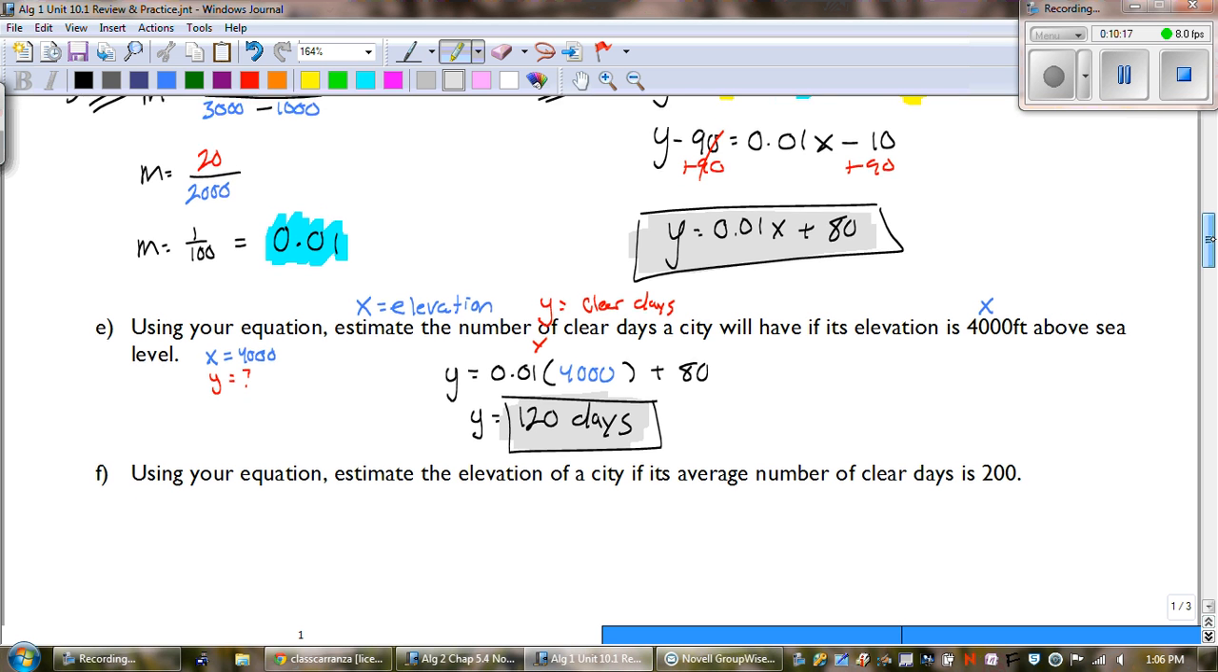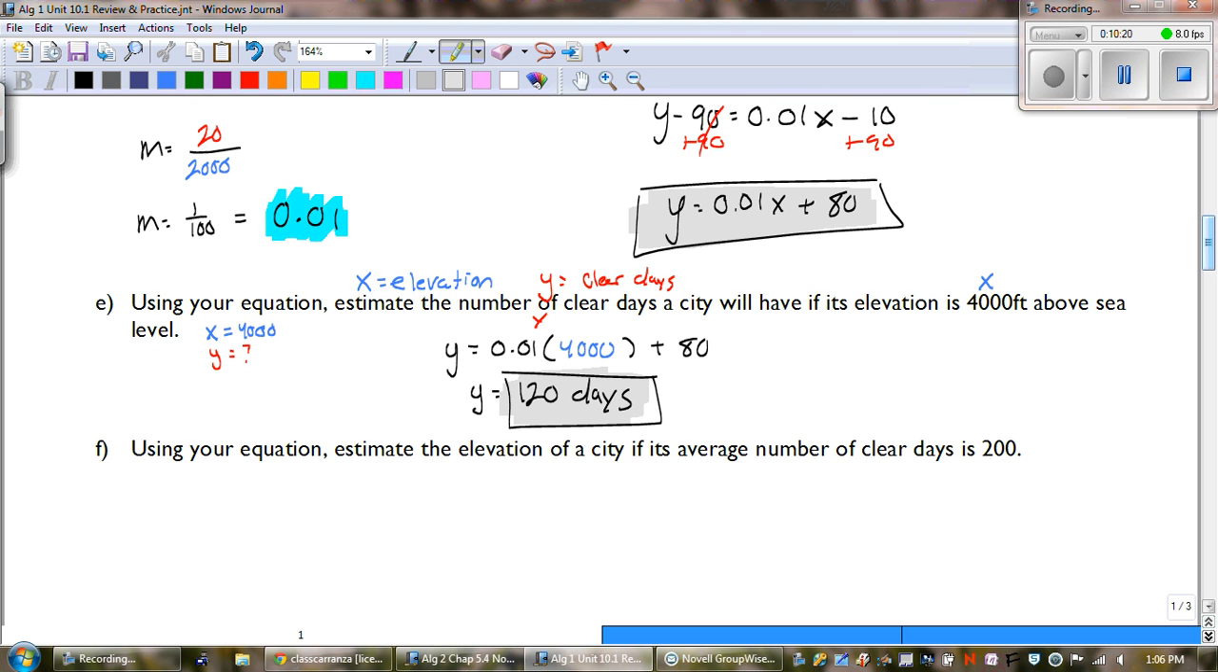All right, so for F, I want to do the same thing. It says using your equation, estimate the elevation, and remember, elevation was the x, if the average number of clear days is 200. So this time, x we don't know, but y equals 200. So if I'm using that same equation, we're saying that 200 equals 0.01x plus 80.